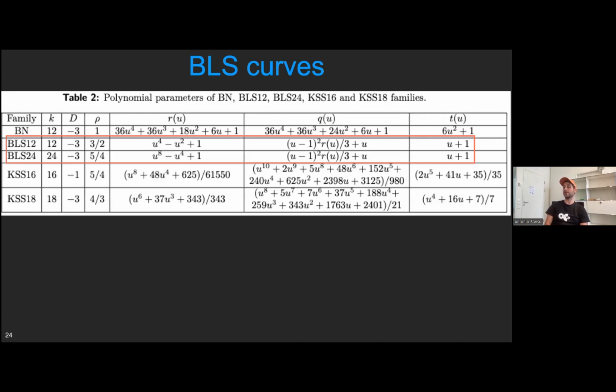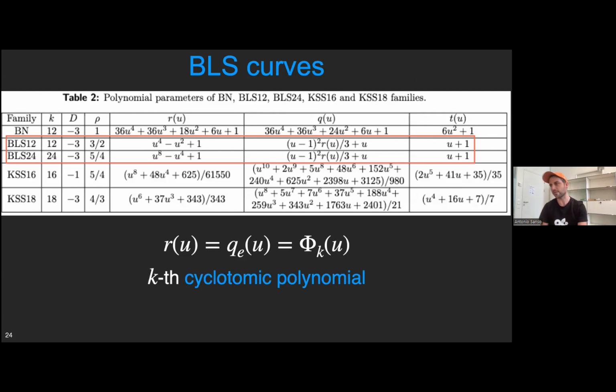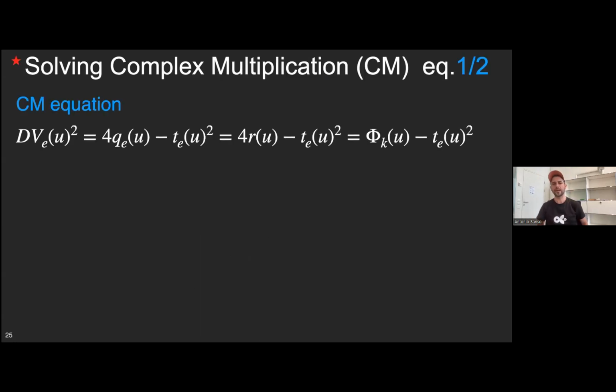If you see, r(u) for BLS is this polynomial. This polynomial is a bit special. It is called a cyclotomic polynomial. But again, that's a mouthful way to say that it's an irreducible polynomial where the roots of unity are known. For example, for BLS12, r(u) is nothing else than the 12th cyclotomic polynomial. For BLS24, r is nothing else than the 24th cyclotomic polynomial. How does it help? Let's see. So again, we start from our beloved CM equation, and we know now that r(u) is a cyclotomic polynomial.